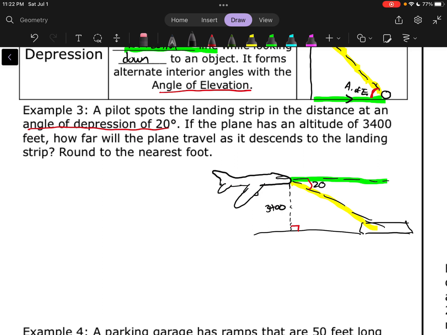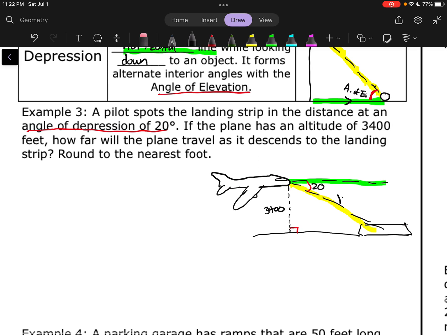How far will the plane travel as it descends to the landing strip? So the path that the plane's going to have to take should be that line of sight, right? It's not going to go straight down and over or anything. So what we want to find is this, because that's the direction the plane's going to have to take. So how do we do that? Here's what I'm going to do. I'm going to use this triangle right here, because that's the triangle that has the 3,400. So I will know that this angle down here also has to be 20 degrees, right? That's the alternate interior angle.